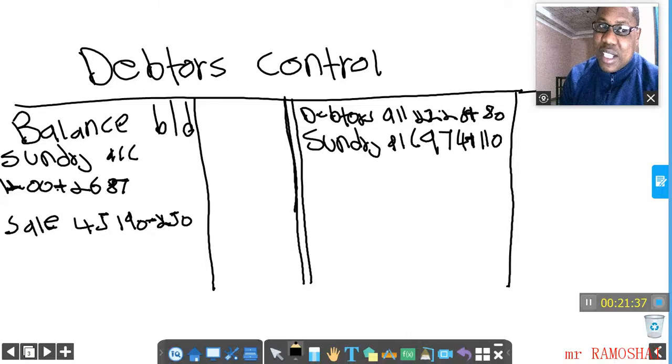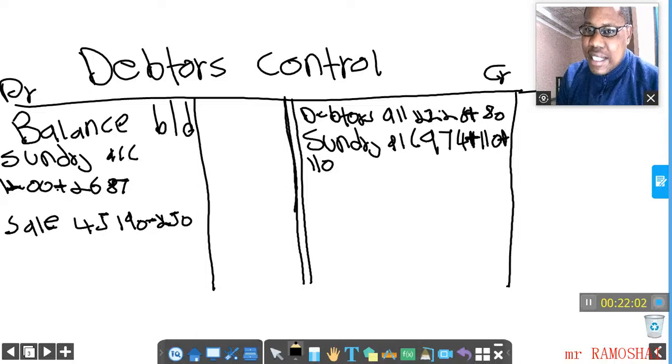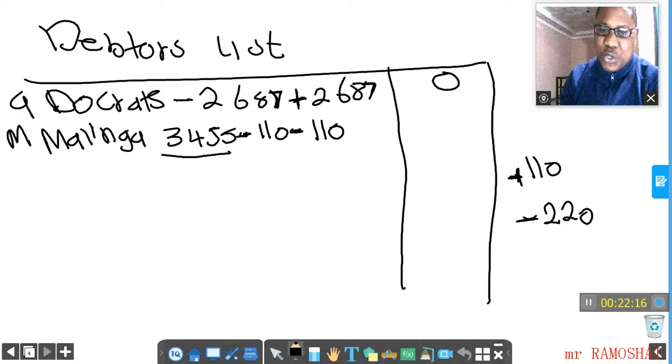Remember, the credit sales are recorded on the sundry account on the debit. Clear? Because they increase what the person now is owing us, right? Again, now we are also going to add 110 as this person is returning the goods. The sundry expense recorded on the credit side of the debtors control is decreasing what our debtors are owing us. Simple as that, right? Now we are done recording the account of Malinga. Now this is how the account of Malinga is going to be treated.